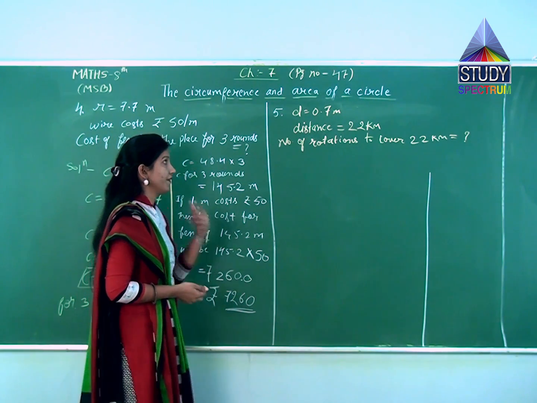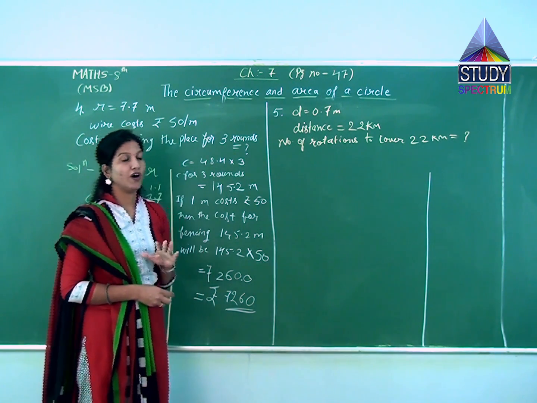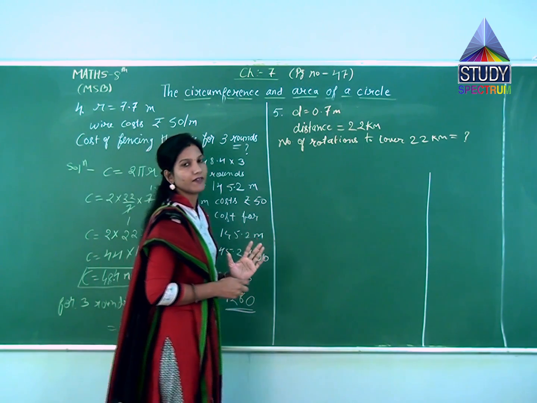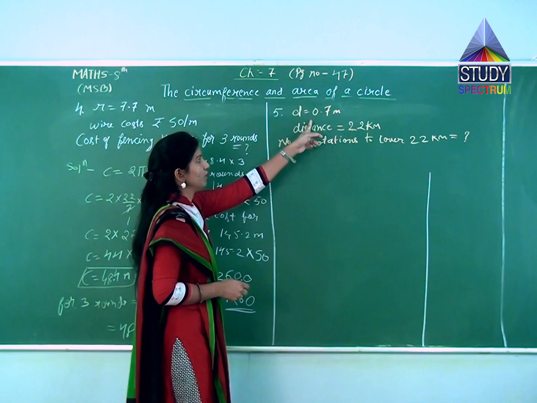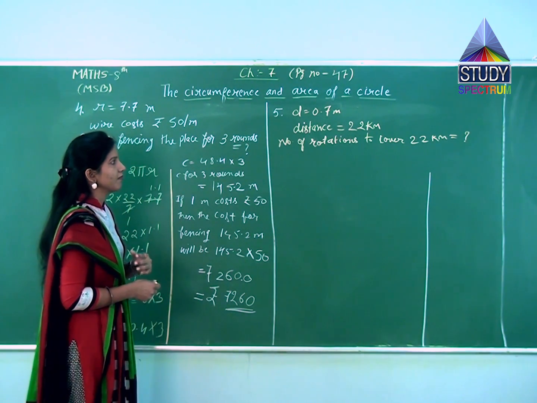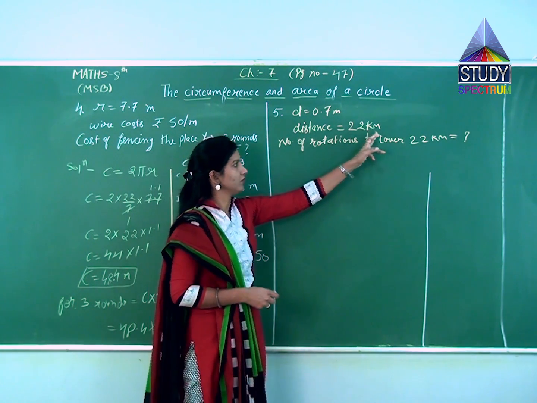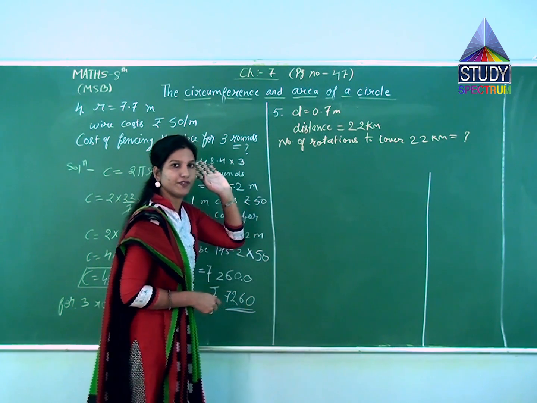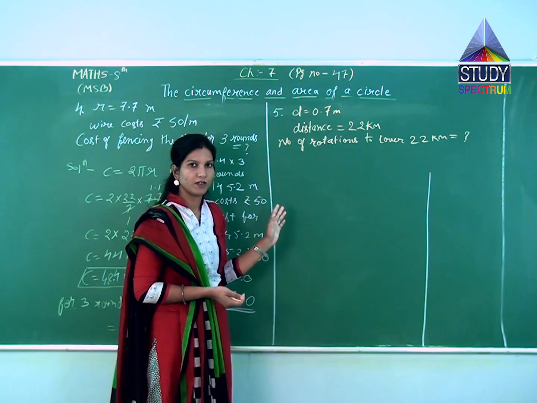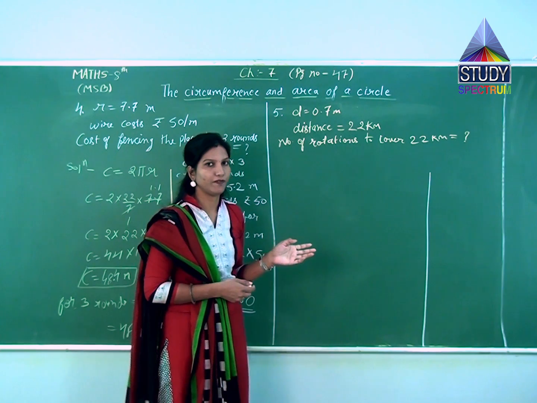Now in question number 5th, it is given a bus is having the wheels of diameter 0.7 meter. We are asked how many times must the wheels rotate to cover a distance of 22 kilometers. You remember example number 5th? In example number 5th, we have done the same thing. In that question, we were given a bullock cart and a distance of 1.1 kilometer.